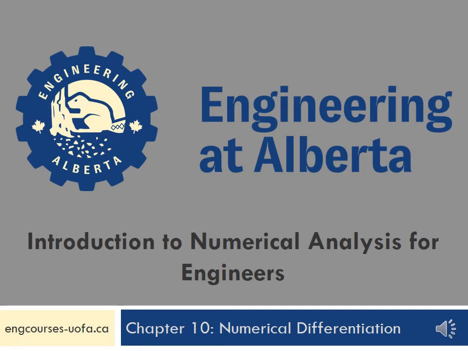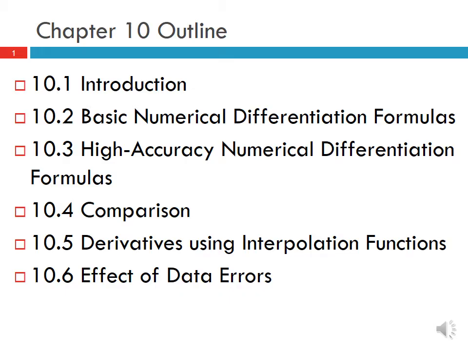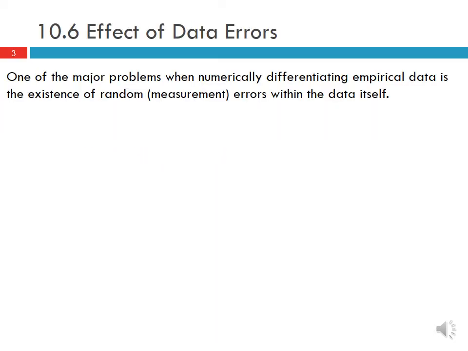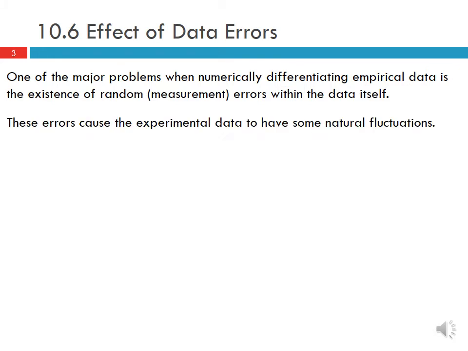This video is the last in the chapter on numerical differentiation. In particular, we're going to talk about the effect of data errors. One of the major problems when numerically differentiating empirical data is the existence of random measurement errors within the data itself. These errors cause the experimental data to have some natural fluctuations.